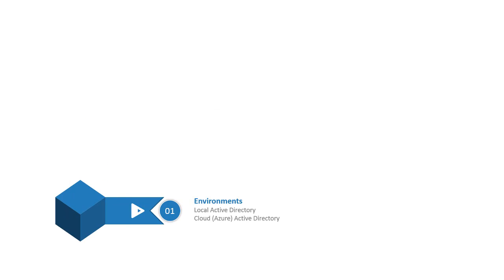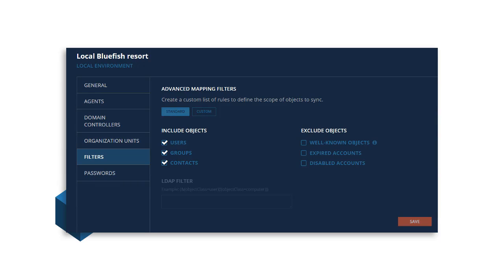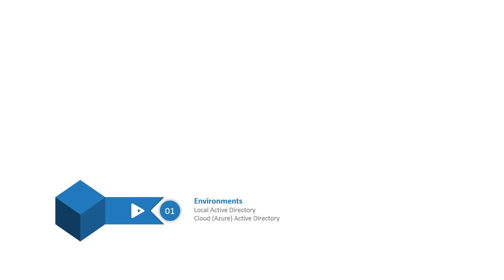An environment is either local Active Directory or an Azure Cloud Environment Active Directory. The scope of a local environment can be scoped to specific OUs and can be filtered to include only selected objects. You can also choose password sync options for a local environment. The scope of a cloud environment can be limited to specific groups. We need at least two environments to get started.